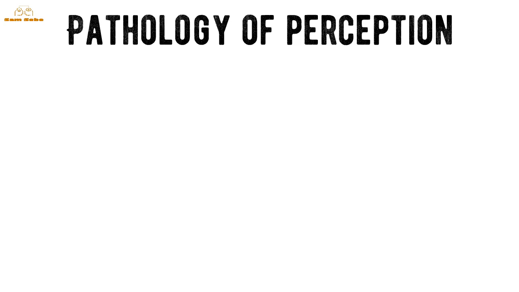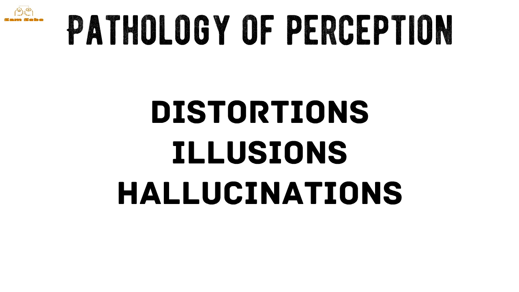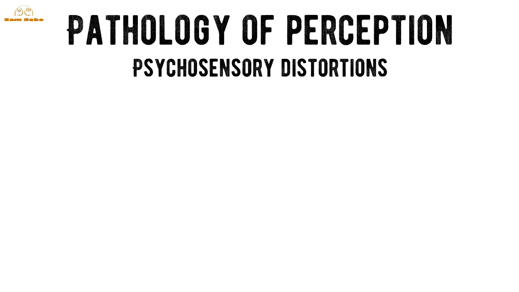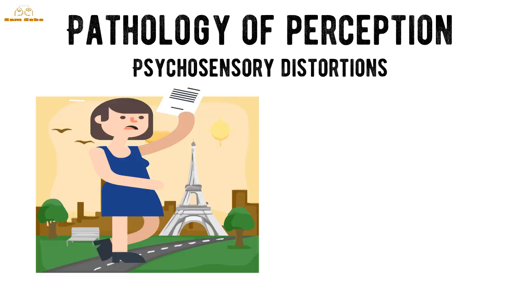The next group of symptoms represents disturbances of perception. Pathology of perception can be divided into 3 categories: psychosensory distortions, illusions, and hallucinations. Let's start with psychosensory distortions. In psychosensory distortions, the object itself is recognized correctly, but some of its features, such as size or color, are perceived in a twisted way. For example, visual objects may appear smaller or larger than they really are. Objects can also be perceived as closer or farther away.